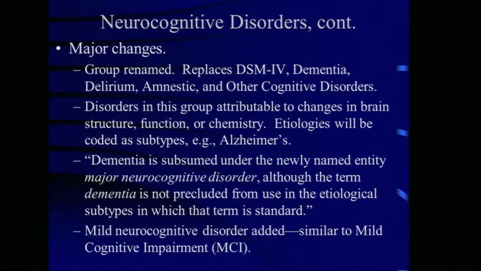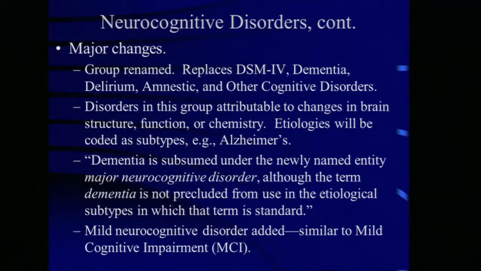So, the major changes: the group was renamed from dementia, delirium, amnestic, and other cognitive disorders. They're attributable to changes in brain structure, function, or chemistry, okay? And then you code the etiology. So if it's due to Alzheimer's disease, vascular disease, traumatic brain injury, those are among the etiologies. Dementia is subsumed under the newly named entity, major neurocognitive disorder.